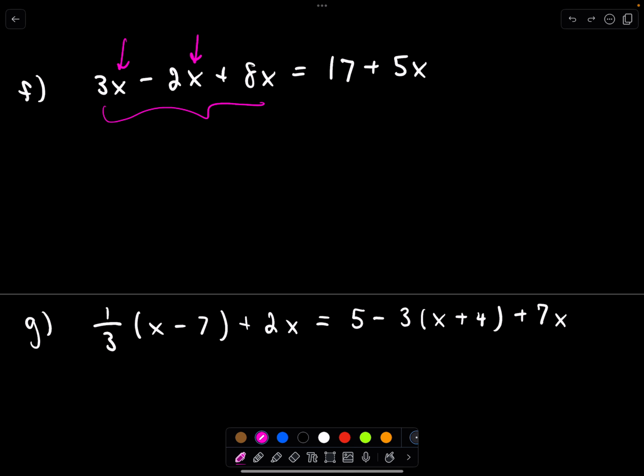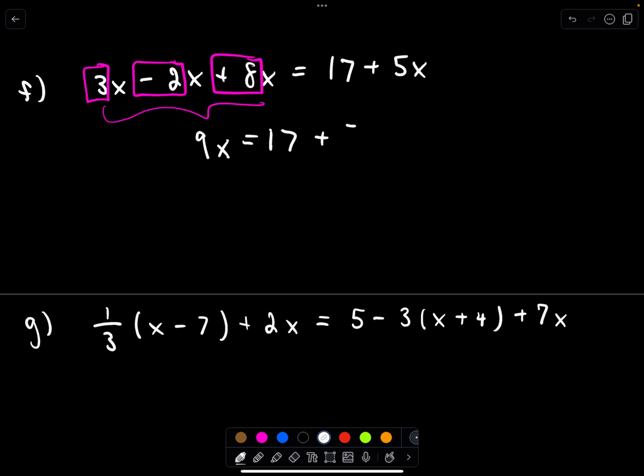So just like our last example, we do the arithmetic on the coefficients. So I'm thinking about 3 minus 2 plus 8. What is 3 minus 2 plus 8? Well, if I have 3x's minus 2x's, that's going to leave me with 1x, plus 8x, that's going to leave me with 9x. So that's going to leave me with 9x on the left.